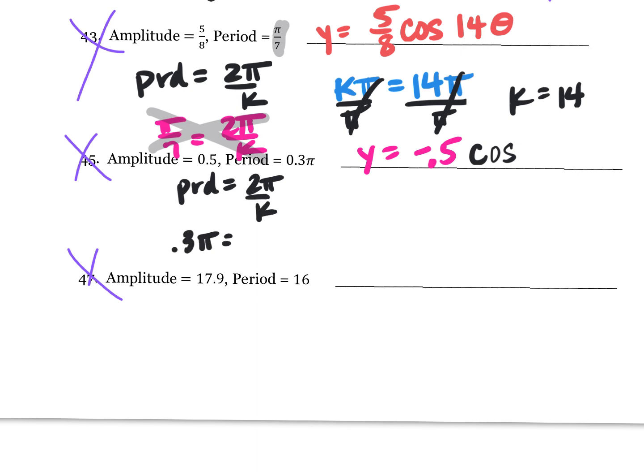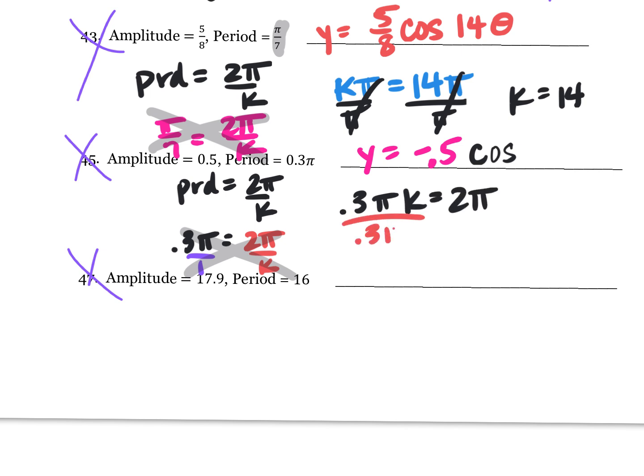0.3 pi equals 2 pi over k. We got this, buddy. When I cross multiply, what would we get? 0.3 pi k equals 2 pi. Then we divide by 0.3 pi. You guys, what's 0.3 as a fraction?